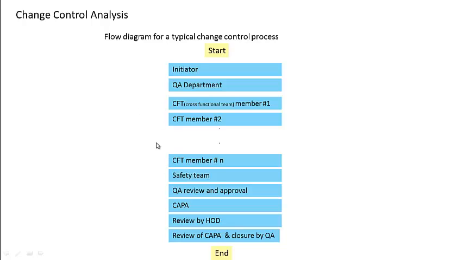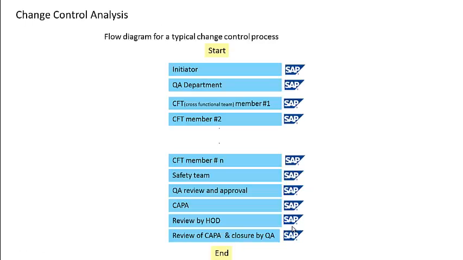Then after the review and approval by the cross-functional teams, it goes to the safety team for their approval, and then again comes back to the quality assurance team. There's a corrective and preventive action, CAPA, that is triggered after the approval from quality assurance, which is after completion. It goes to the head of department of the initiator for review and approval, and then finally the CAPA and its closure by the quality assurance team. And just to give you a context, all of these activities happen on SAP portal.